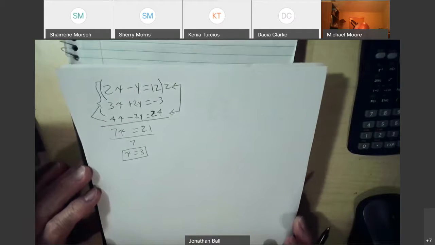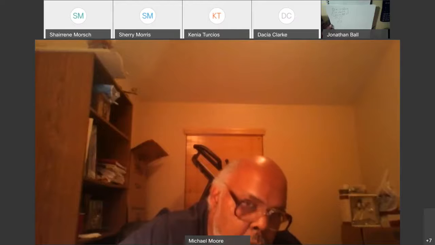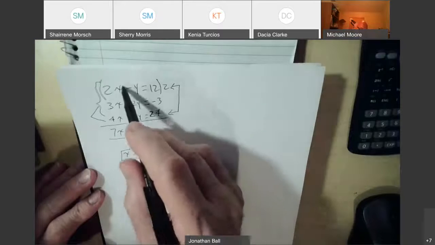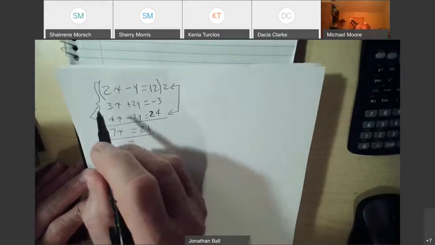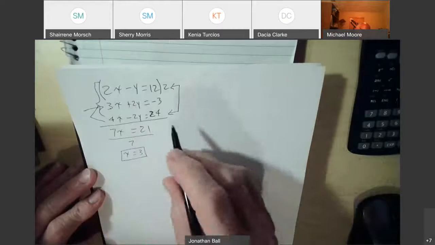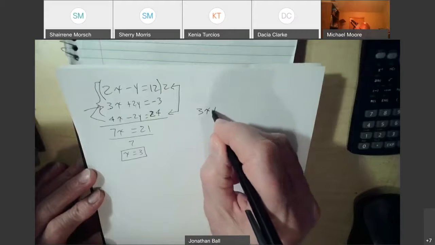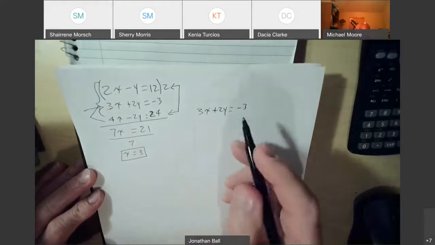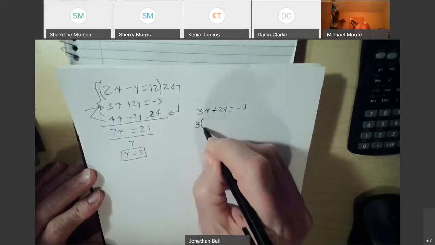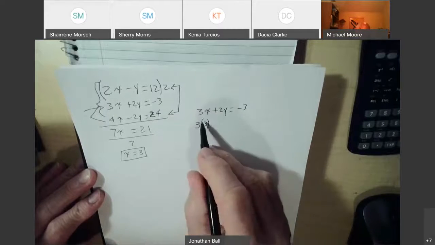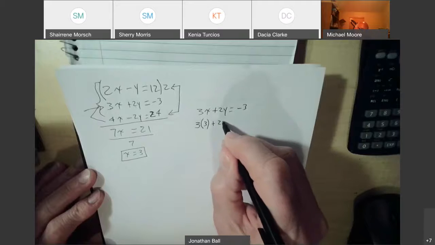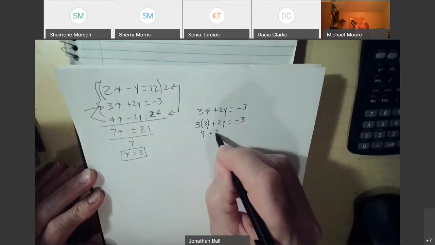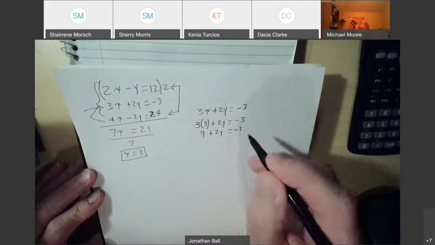Now, let's plug it into, remember, at this point, you can use either equation you want, it doesn't make any difference. Let's use this one because all the numbers are positive. So we have 3x plus 2y equals negative 3. This is this. We do 3 times 3. Now we plug in 3 for x, plus 2y equals negative 3. 9 plus 2y equals negative 3.